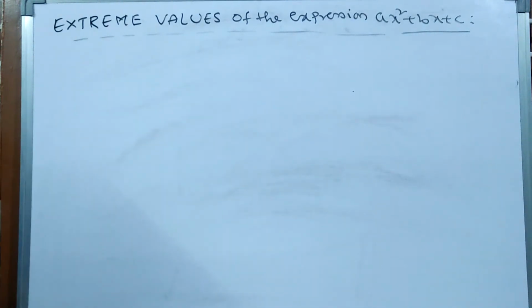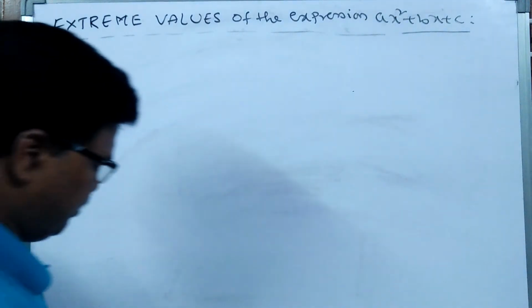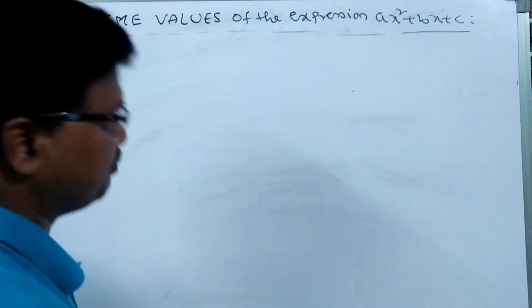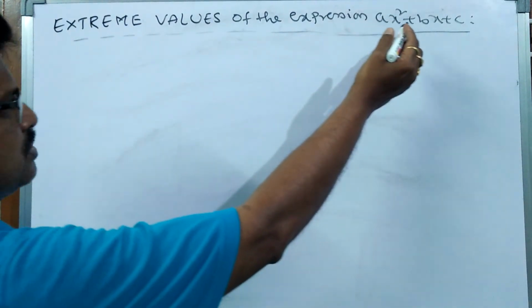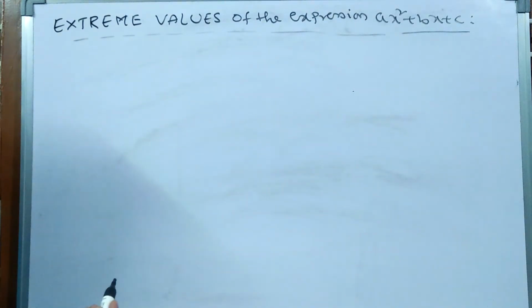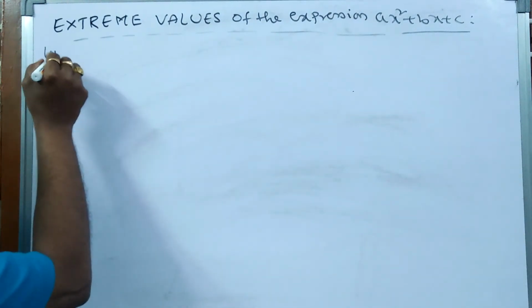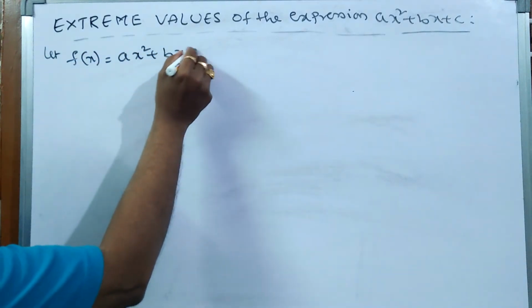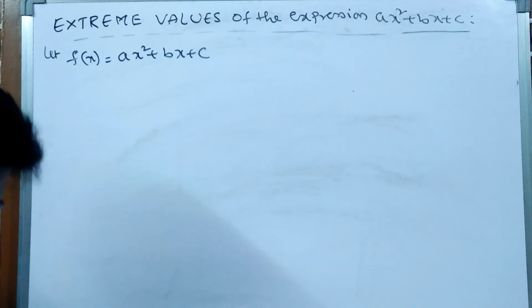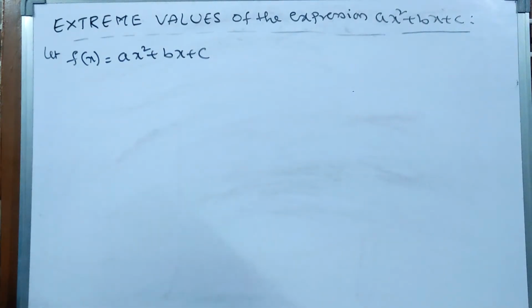Why? Because we'll see here that it can be done by two methods. So I am using the calculus method, which you have already learned in the first-year maximum and minimum chapter. I am using that concept for finding the maximum or minimum values of this expression ax² + bx + c. Let us see. Let f(x) = ax² + bx + c.